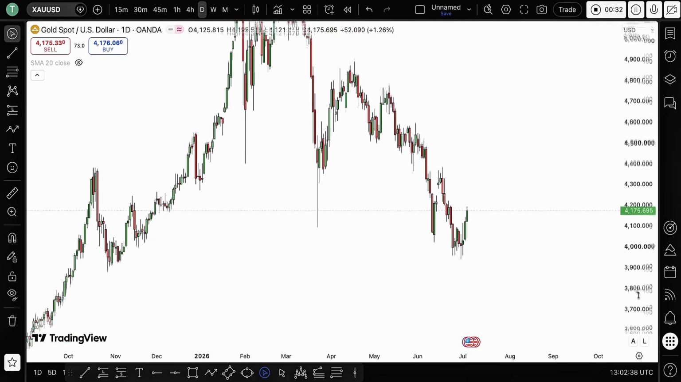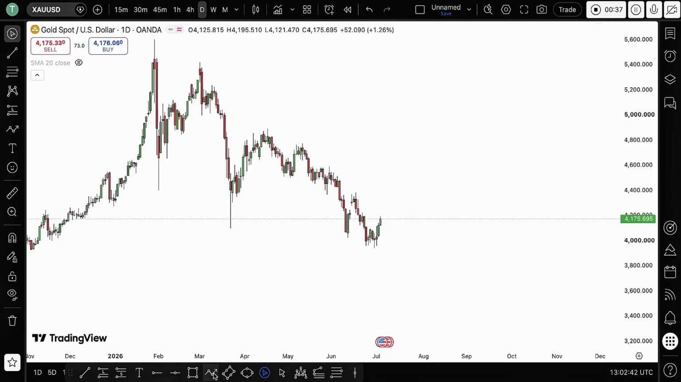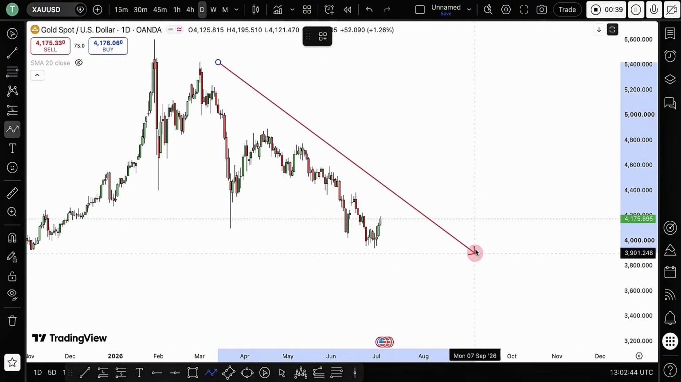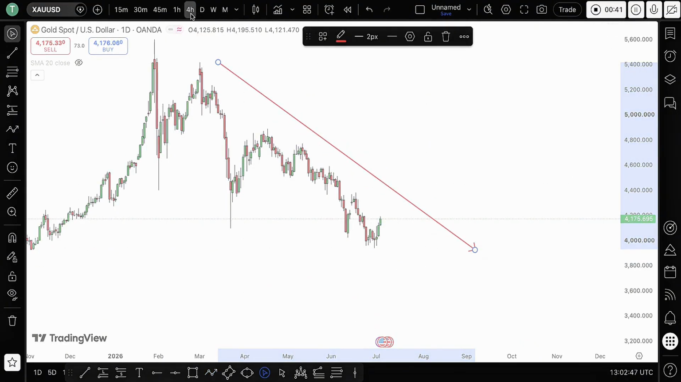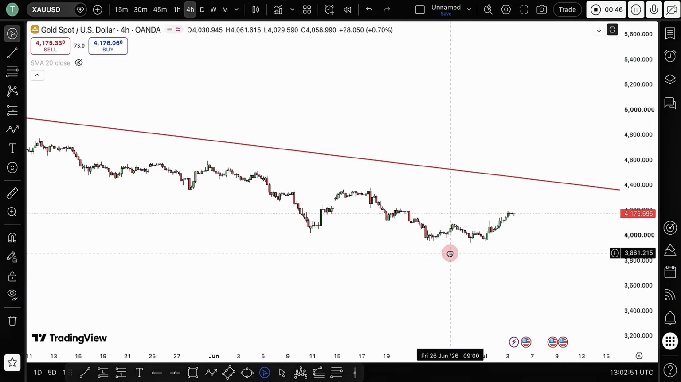So gold has been in a prolonged downtrend. As we can see, it's making a series of lower highs and lower lows. Look at this downtrend on the daily time frame, on the 4 hour time frame. The same thing, it's a downtrend, right?